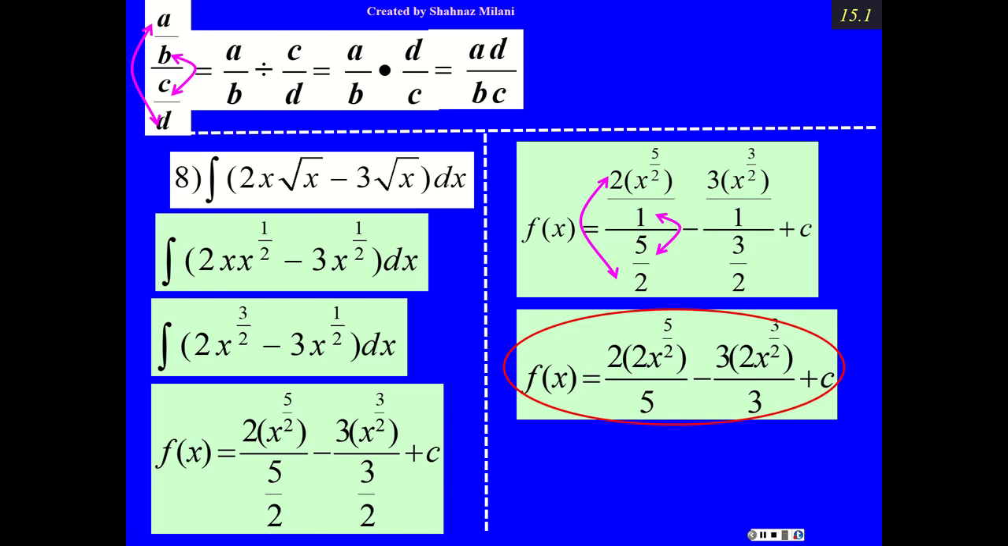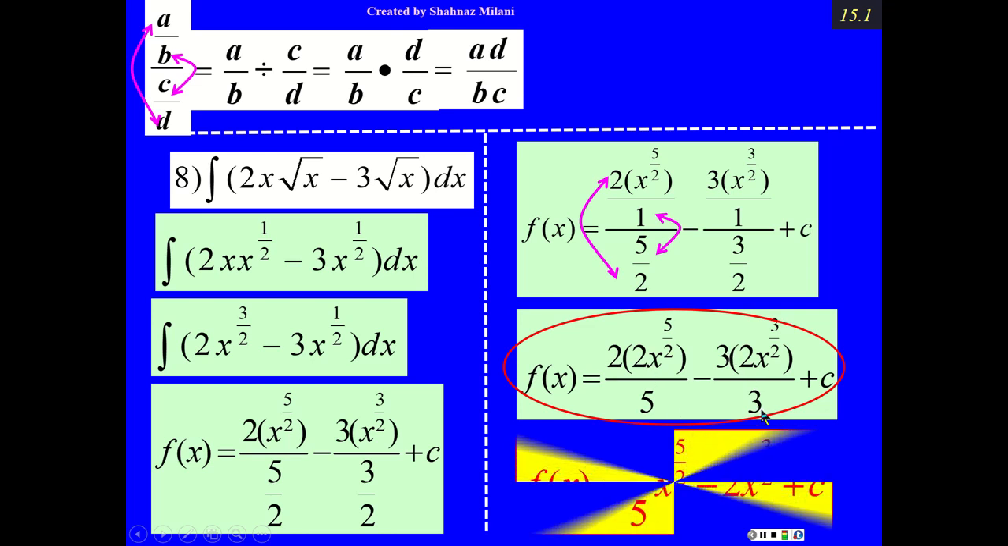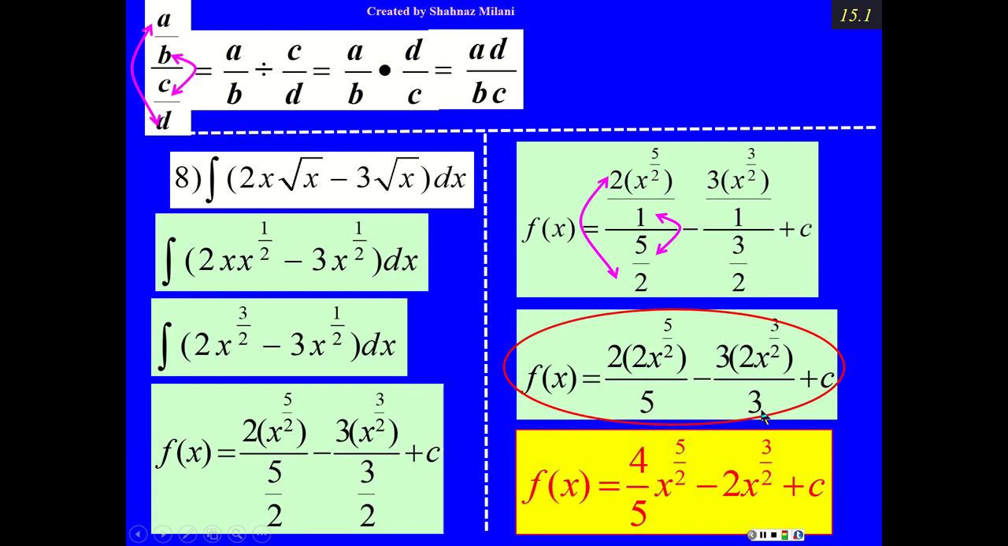Then, simplify. 2 times 2 is going to be 4. Right here, this 3 I can reduce. That would be my final answer.